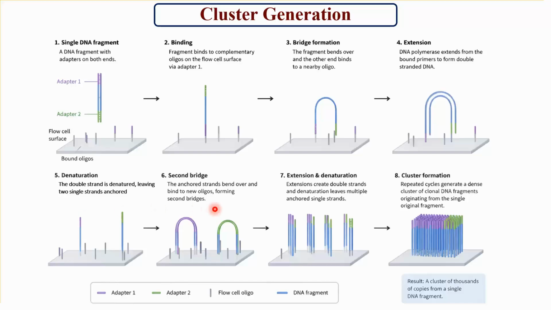After that, the second bridge formation. The anchored strands bend over and bind to new oligos, forming second bridge. Next is extension and denaturation again. Extensions create double strands and denaturation leaves multiple anchored single strand. Finally, the cluster formation. Repeated cycles generate a dense cluster of clonal DNA fragments originating from the single original fragment. The final result is a cluster of thousands of copies from a single DNA fragment.